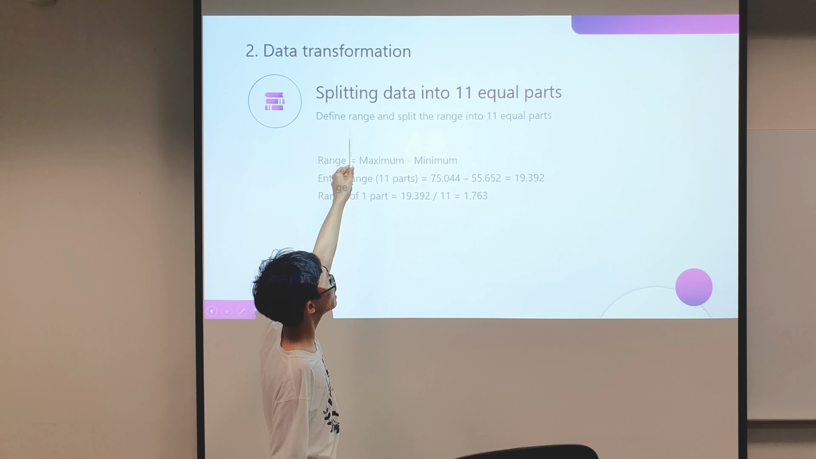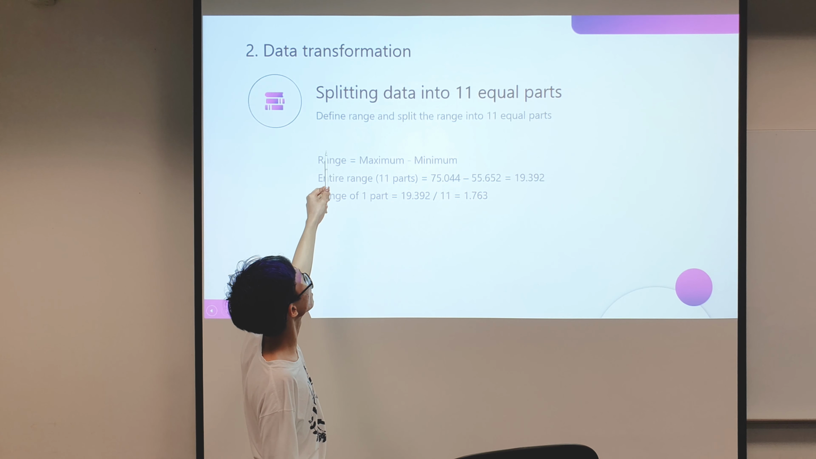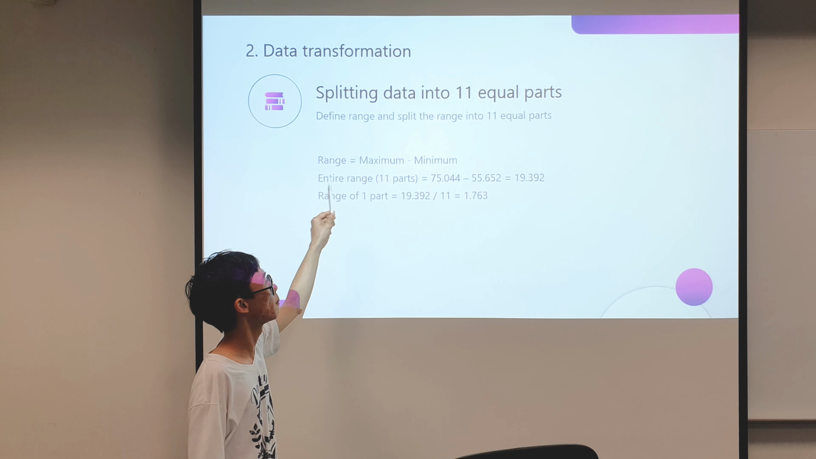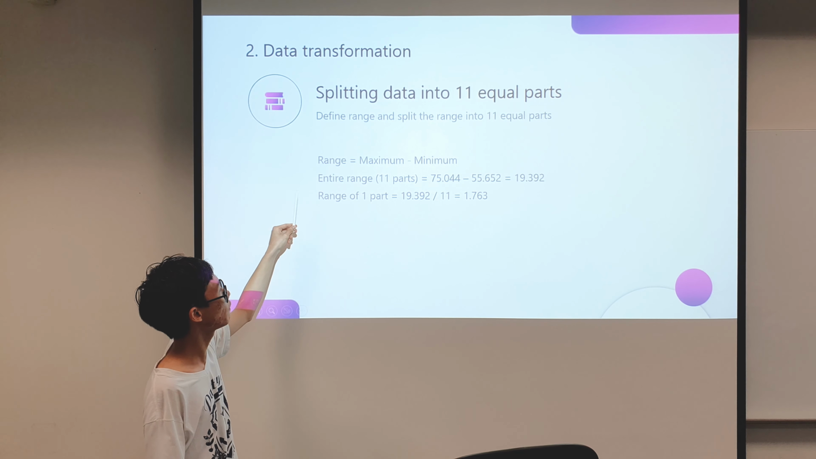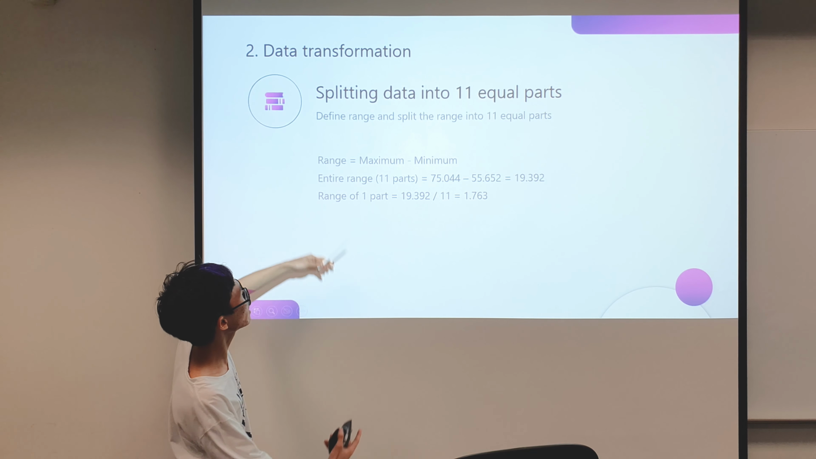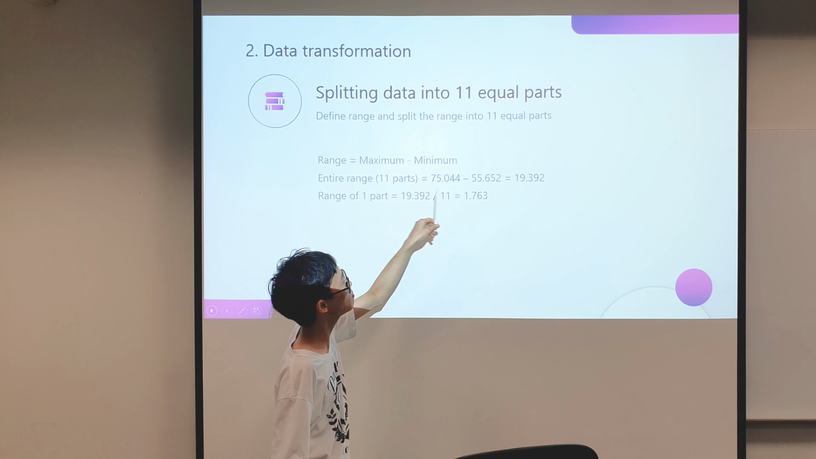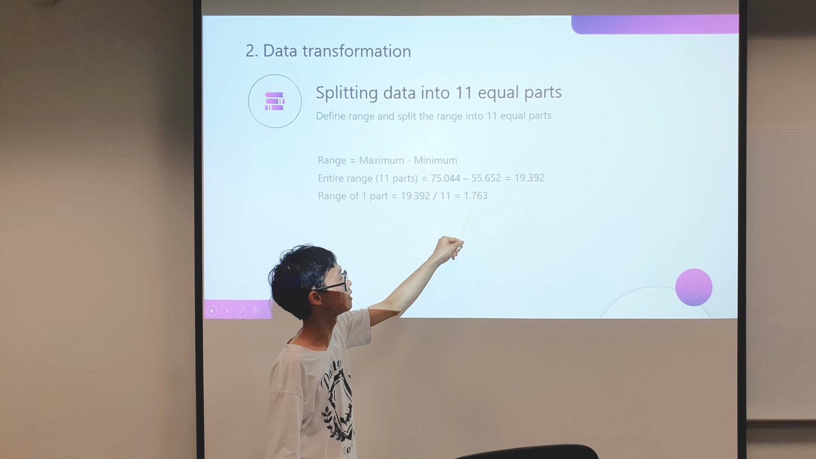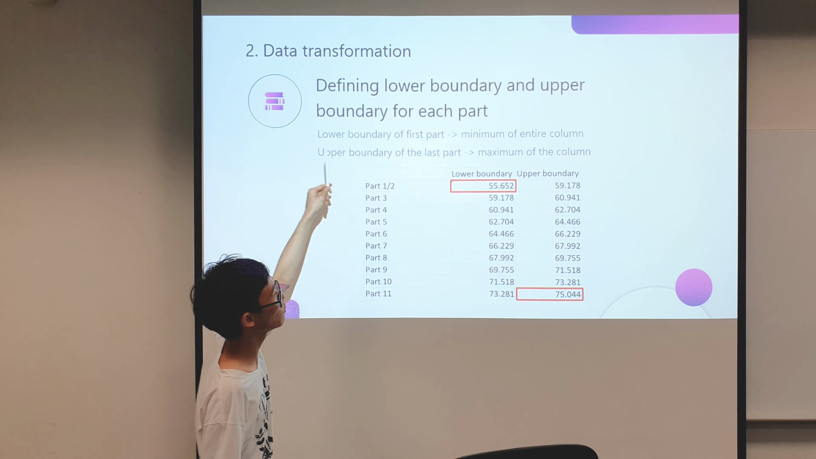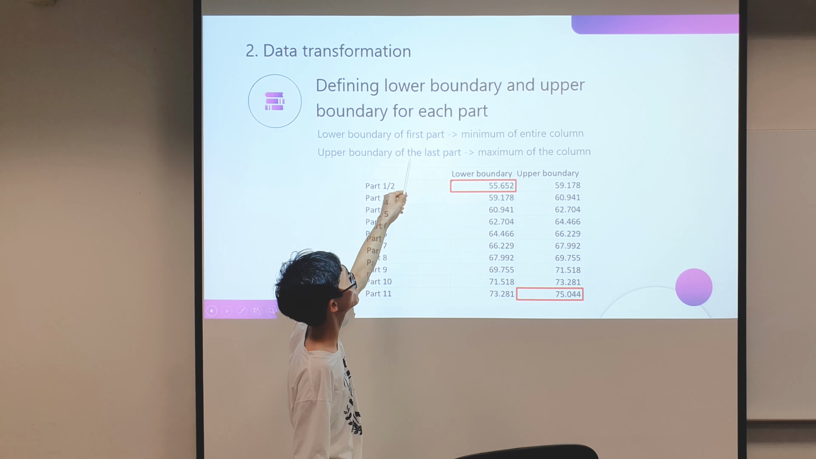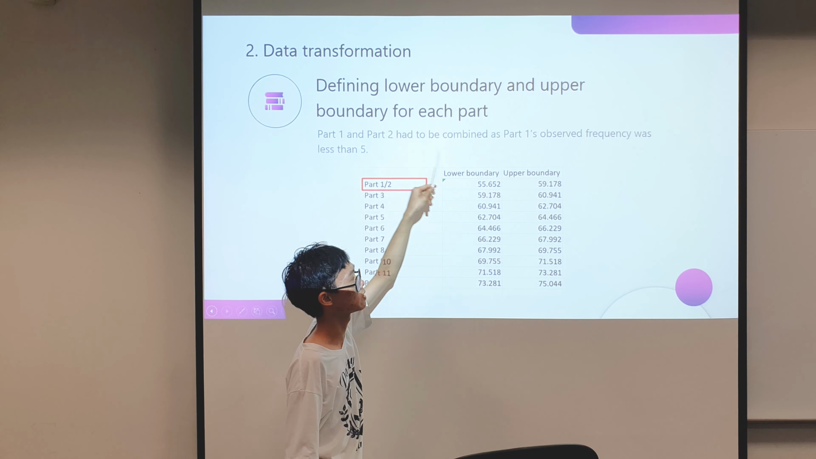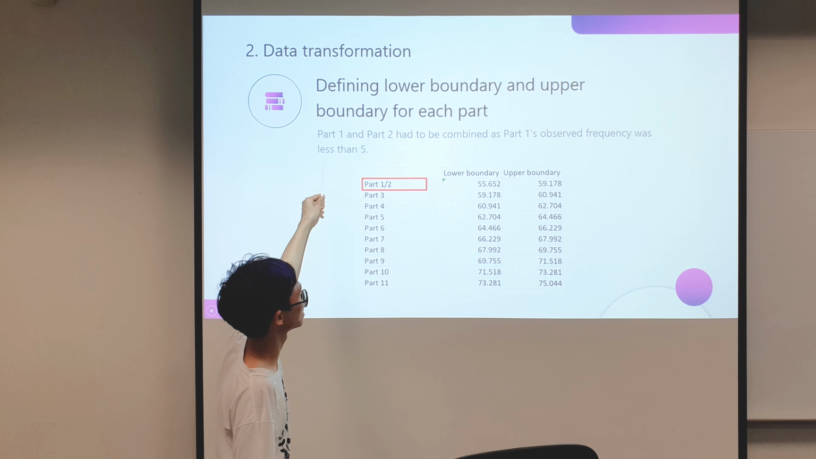For this, we split the data into 11 equal parts. Firstly, we define the range, which is the maximum value minus the minimum value. Afterward, we find the range of just one part. How do we do that? We take the range of 11 parts divided by 11, and that gives us the range of each part. Then, we define the lower and upper boundary for each part. And afterward, we combine part 1 and part 2 as part 1's observed frequency was less than 5.